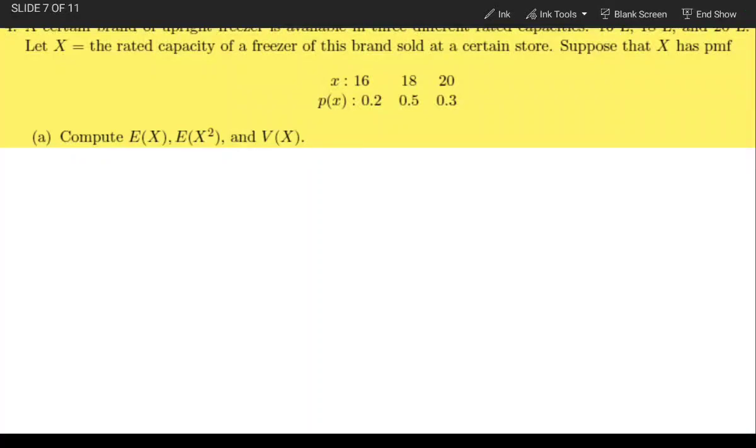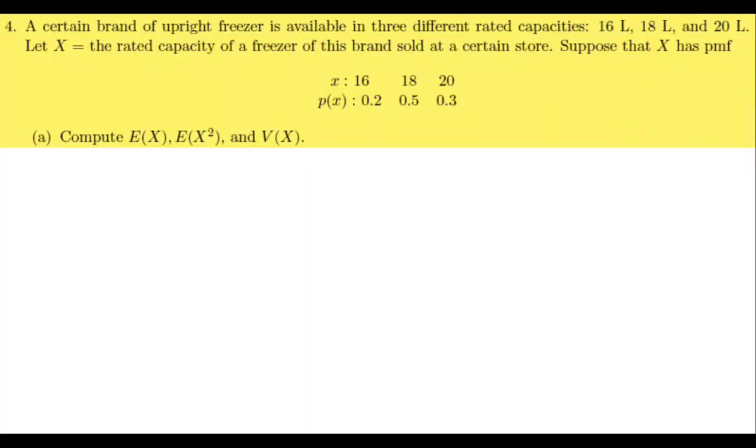Good afternoon, everyone. So recall that in the last class we discussed three questions of tutorial sheet 2. Now we will cover four more questions which are mainly based on expectation and variance. So the first question says that we have given x as a random variable. Values of x could be 16, 18 and 20 and corresponding probabilities are given.